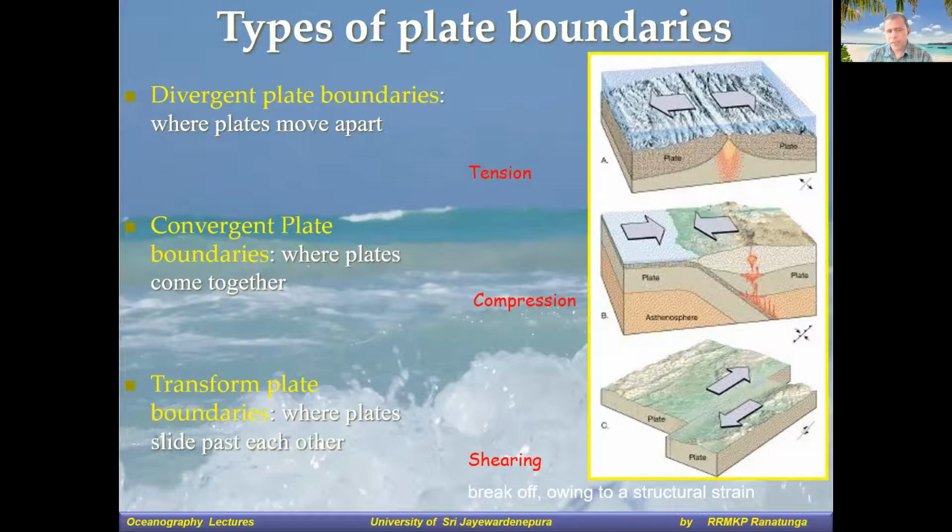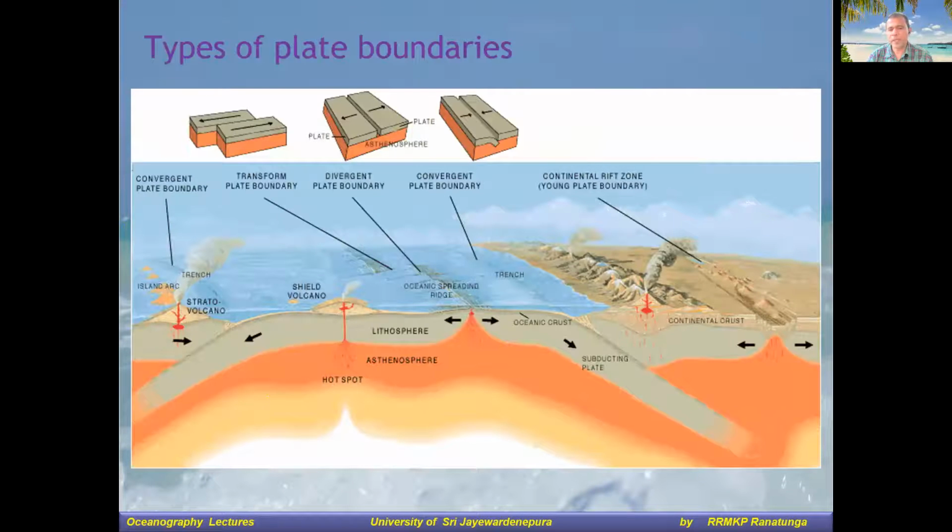Right. The third type of plate boundary is the transform plate boundary, where instead of coming closer or going apart, they will go side by side, right? They move side by side, and in such a case we call it a transform plate boundary, right? So what would happen in each case?